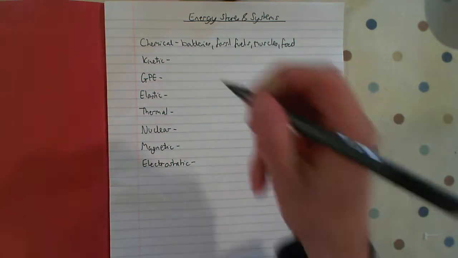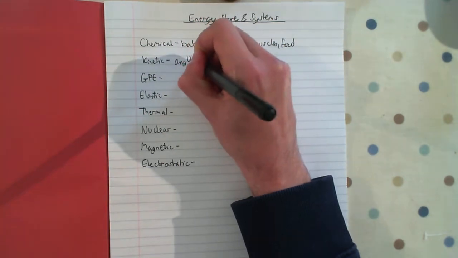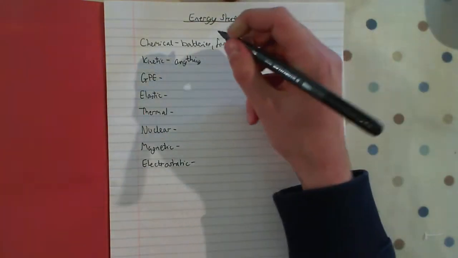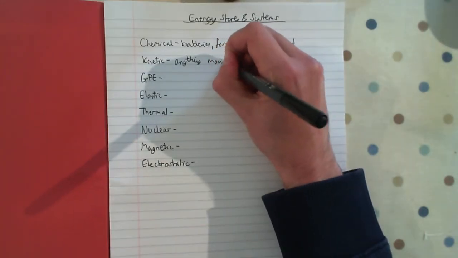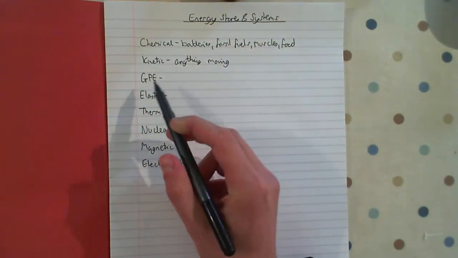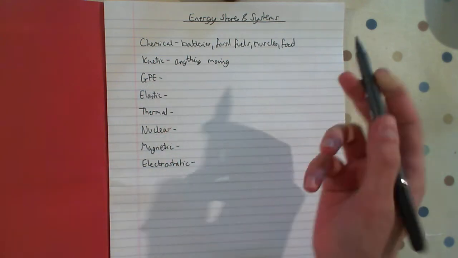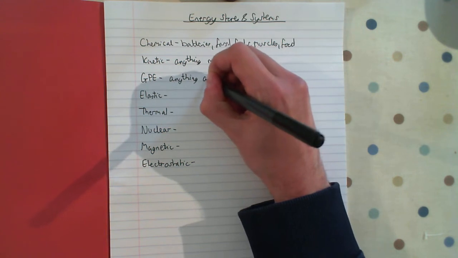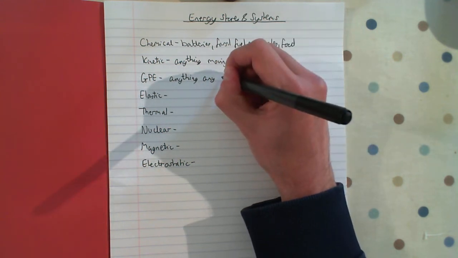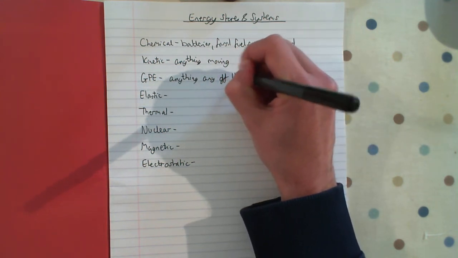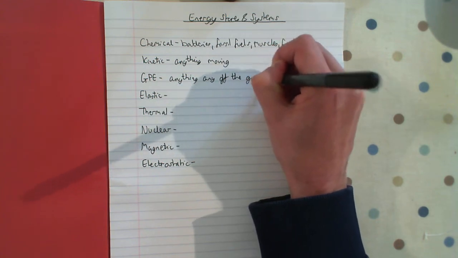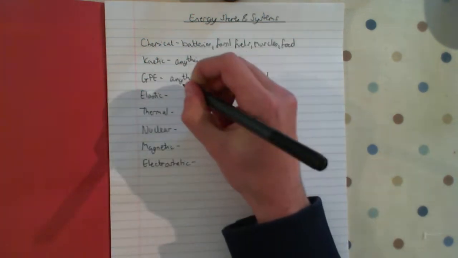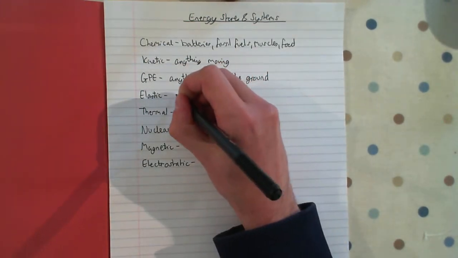Kinetic energy store is anything that is moving. Could be from a tiny particle to a whole asteroid or comet through space. But the key thing is it's got to be moving. Gravitational potential energy store is anything off the ground. Elastic potential energy is anything compressed, stretched or twisted.